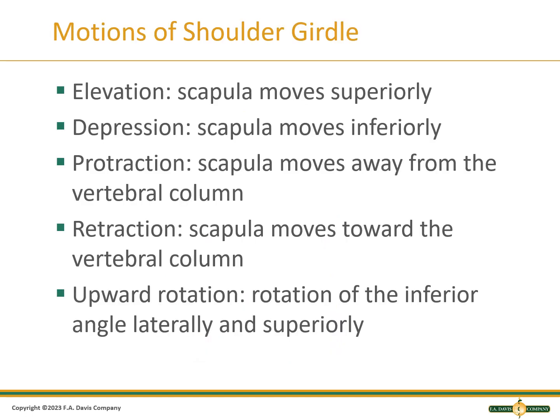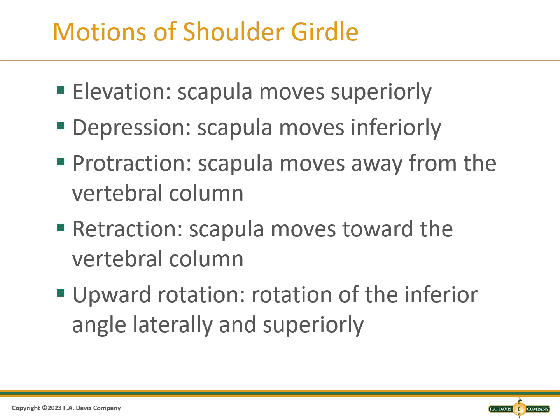When we talk about motions of the shoulder girdle, we are looking at motion of the scapula. So we look at elevation being scapula moving superiorly, so think of that as our shoulder shrugs. Depression is the scapula moving inferiorly, so that's where we tell the patient to draw their shoulder blades down. Protraction is the scapula moving away from the vertebral column, so we have a lateral movement of the scapula. Remember, serratus anterior is going to be most responsible for that motion.